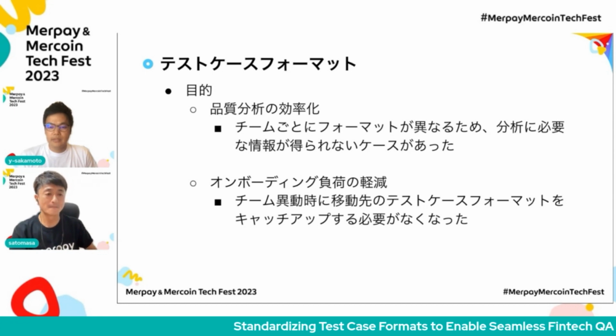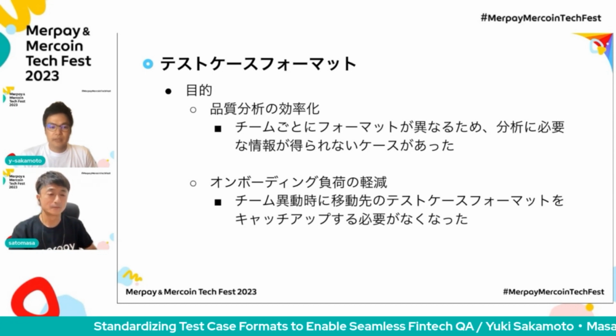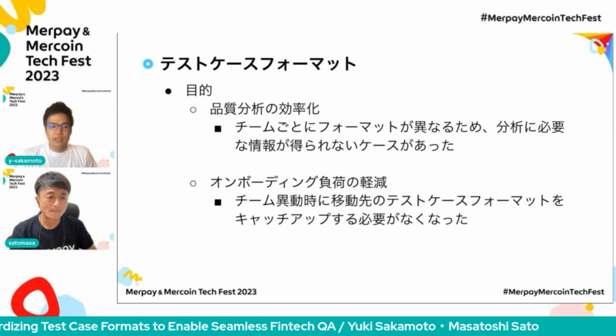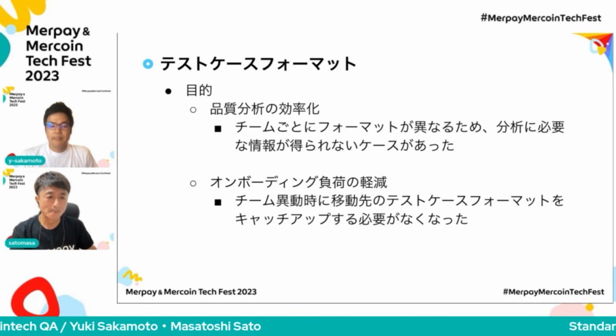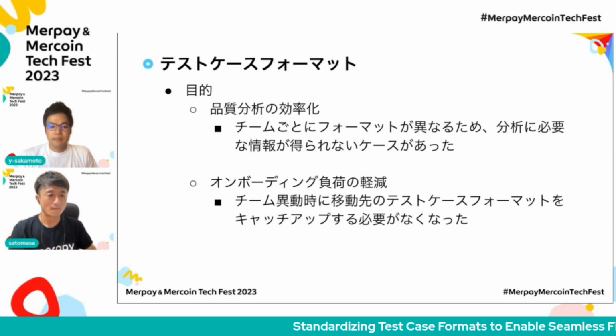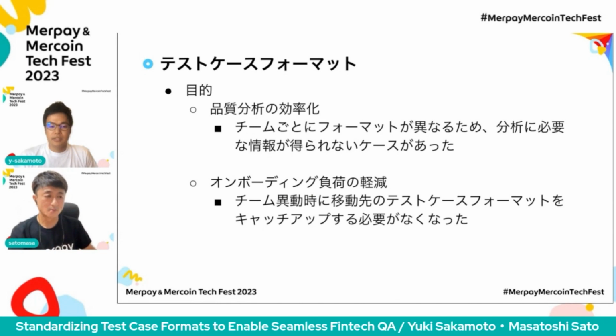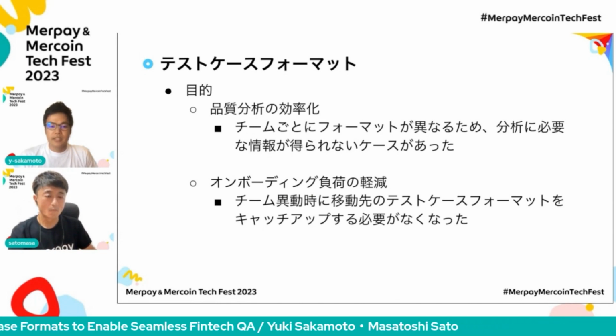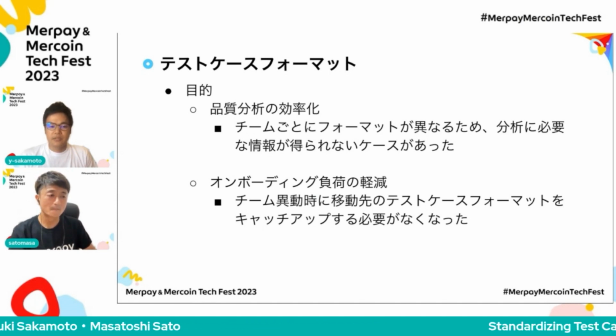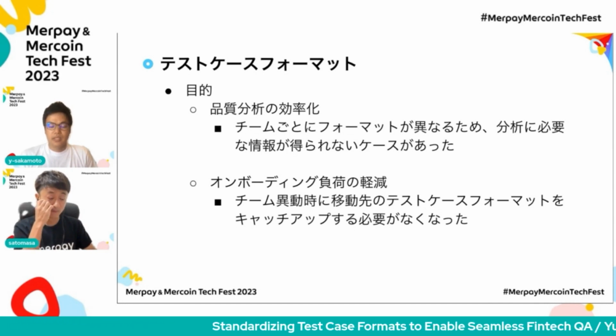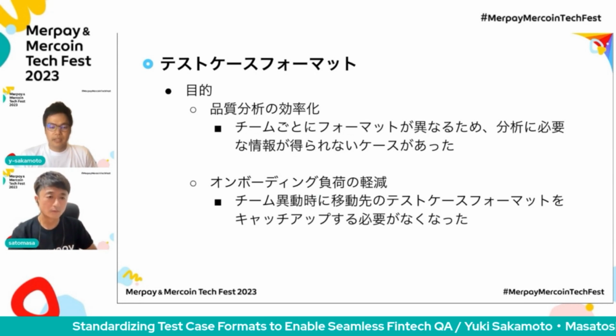First of all, I clarified the purpose. As I mentioned at the beginning, and until now, the format differed from team to team. So there are cases where the information necessary for quality analysis could not be obtained. For example, the items included in the team's test cases were not really included in a team-based test format. So when we conduct the final quality analysis, we have to obtain the necessary information from a member of Team B through hearing. So this was a waste of time and effort.